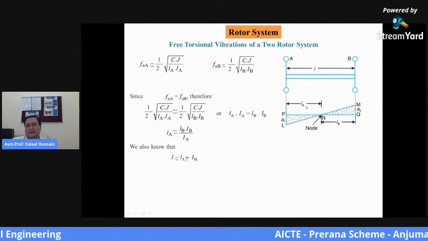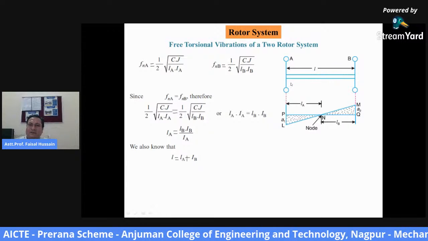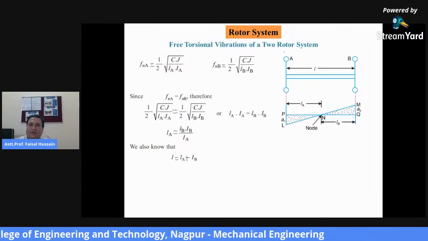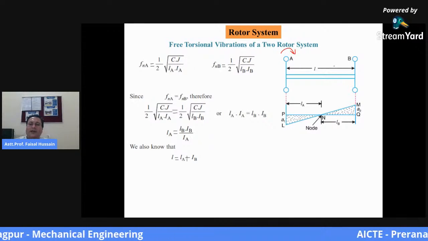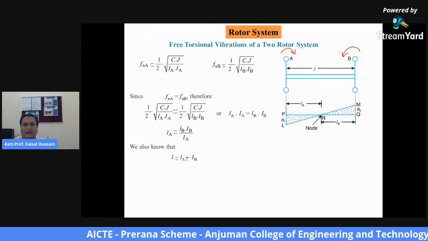Then the rotor system: free torsional vibration of a two rotor system. Here there are two rotors which are mounted on the same shaft. This is the shaft, this is your rotor A, rotor B. Now let us assume that rotor A is rotating in clockwise direction and rotor B is rotating anti-clockwise. It means both the rotors are rotating in opposite direction.